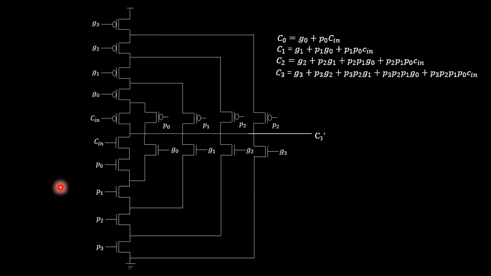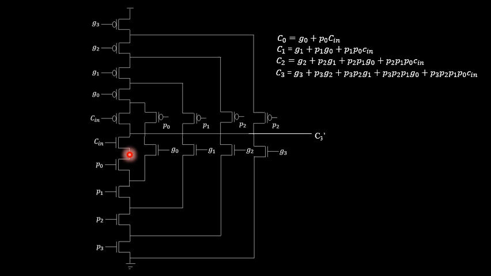Let me explain how to draw this structure considering the expressions for C0, C1, C2 and C3. Here the C0 value is G0 plus P0 Cin, which means that in the NMOS design, that is the pull down part, Cin as well as P0 must be connected in series. So here I have connected Cin and P0 in series. With this combination, I am supposed to connect G0 in parallel. So Cin and P0 are connected in series, and with that combination, G0 is connected in parallel. So this much is done.